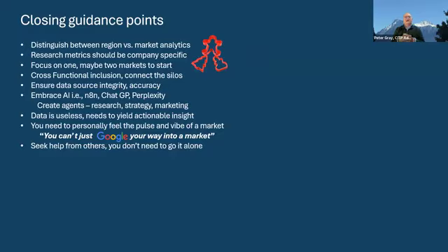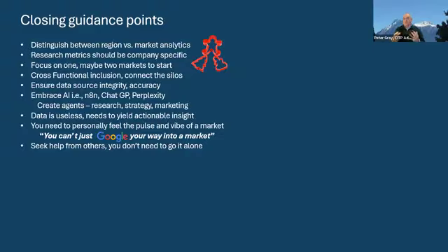In terms of closing guidance points, I think we need to distinguish between region and market analytics. Regions are not monolithic. You need to really drill down to the market level. Research metrics should be company specific. The cookie cutter approach has never worked and it never will work. I believe we should focus on one, maybe two markets to start with. Don't become overwhelmed. I think we need to cross-functionally include all of the silos in the business, make sure that everybody is connected, everybody's on the same page and speaking the same language.